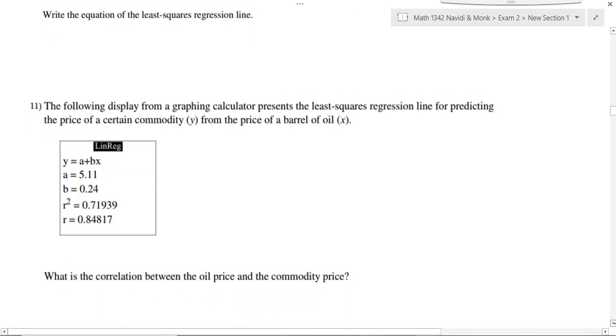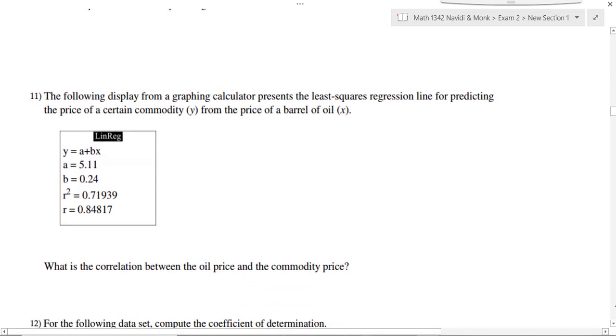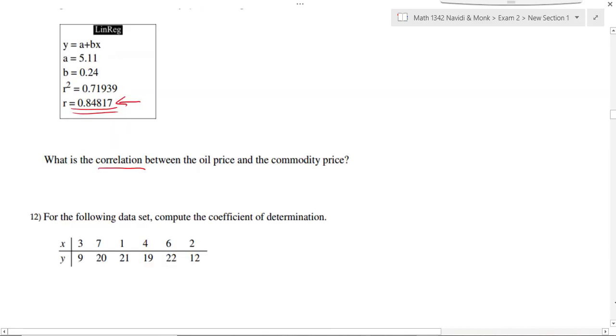0.49x. Number 11. The following display from a graphing calculator presents the least squares regression line for predicting the price of a commodity from the price of a barrel of oil. What is the correlation between the oil price and the commodity price? Which one of these numbers represents our correlation coefficient? R is our correlation coefficient. This would be our answer right here. What do we call R square here? That's our coefficient of determination, which we're going to be asked to find in number 12.